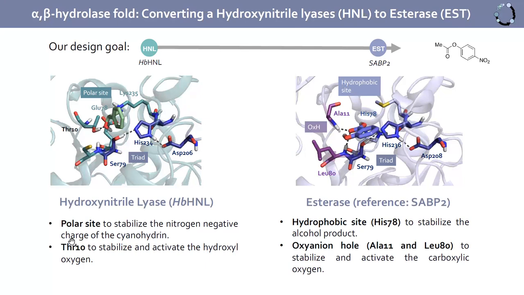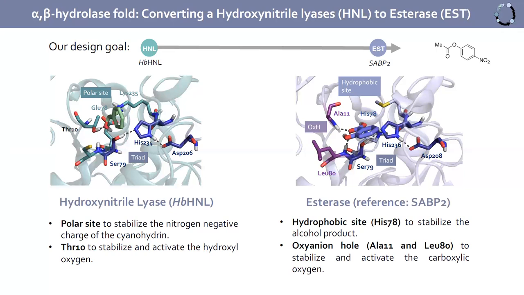In the case of the hydroxynitrile lyase, there is a polar site that is in charge of stabilizing the negative charge on the nitrogen of the cyanohydrin. This polar site in the esterase is actually a hydrophobic site. So it has a histidine, not shown here, that is there to stabilize the alcohol product. And then a very important difference between these two enzymes is the oxyanion hole. The esterase has basically an alanine and a leucine that are there to stabilize and activate the carboxylic oxygen. This is missing in HNL. Instead, HNL has this threonine, whose hydroxyl group makes this interaction with the substrate.